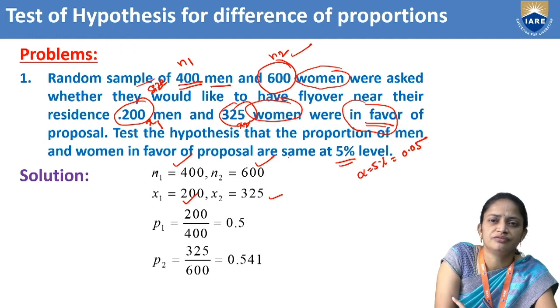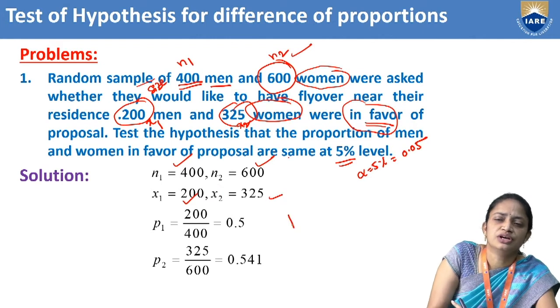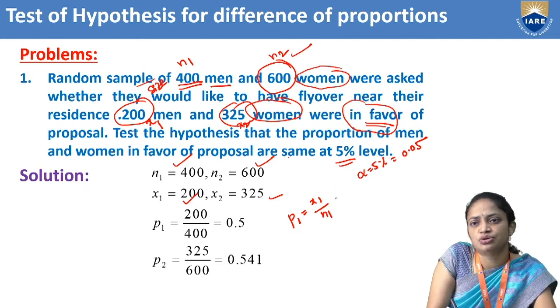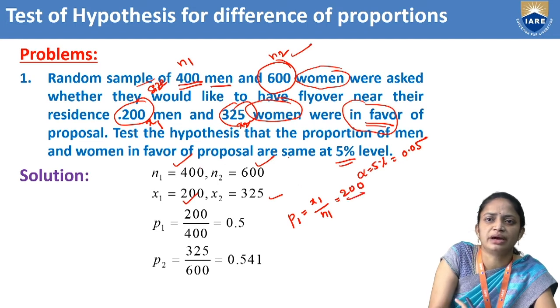Here we have n1, n2, x1, x2, but we need to calculate p1. What is p1? P1 is nothing but x1 by n1. So x1 is 200 divided by n1, which is 400. That is 0.5.